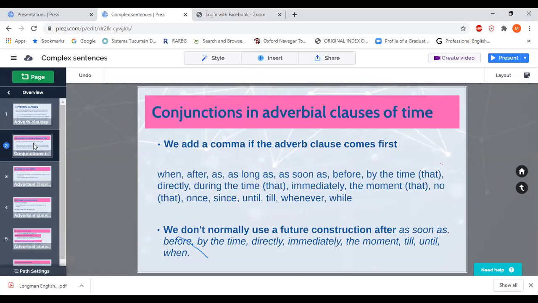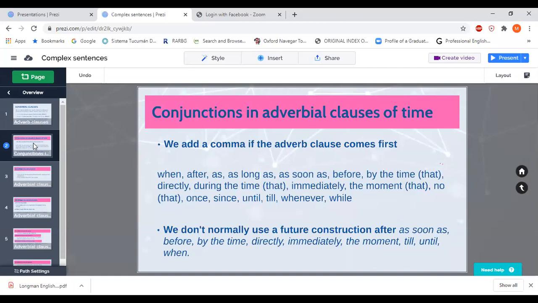These are the conjunctions that you can use in adverbial clauses of time. When we use this adverb clause at the beginning of the sentence, it should be separated by a comma from the rest of the sentence, okay? So in order to talk about time, we can begin this adverb clause with when, after, as long as, as soon as, before, by the time that, directly, during the time that, immediately, the moment that, once, since, until, till, whenever, and while.